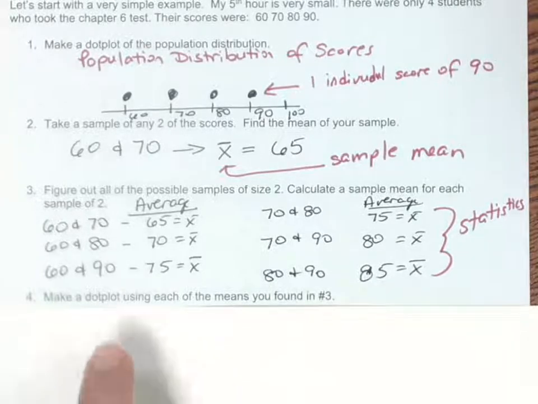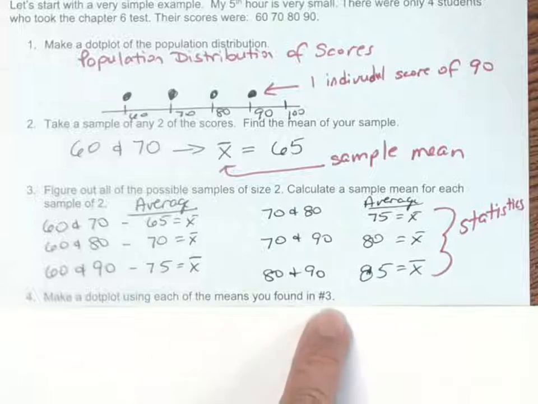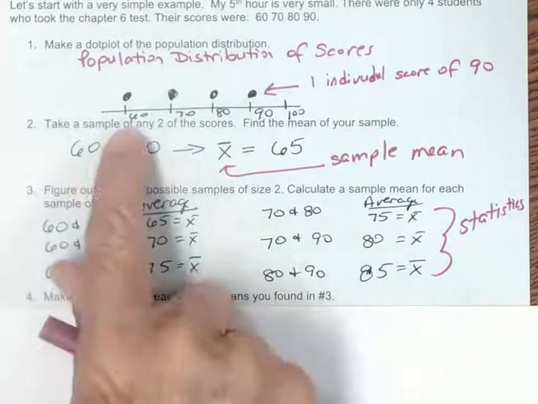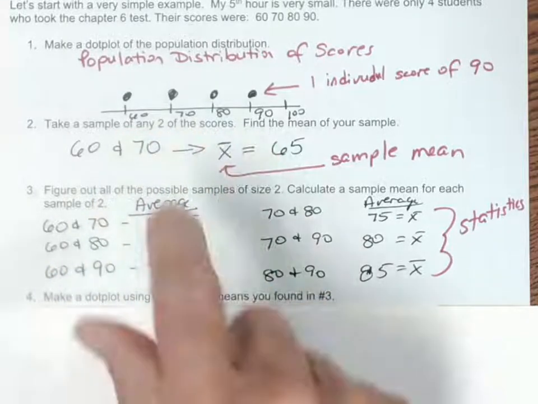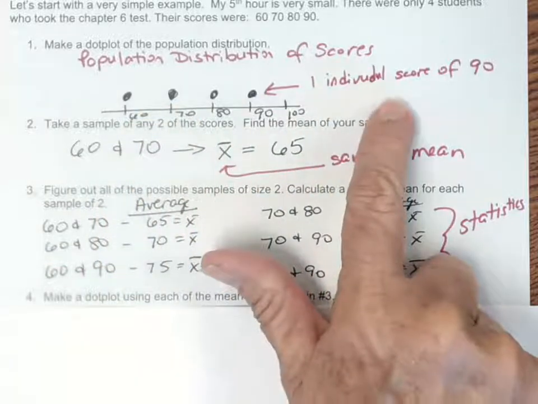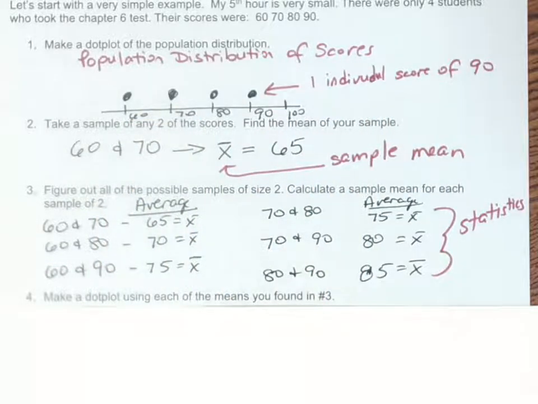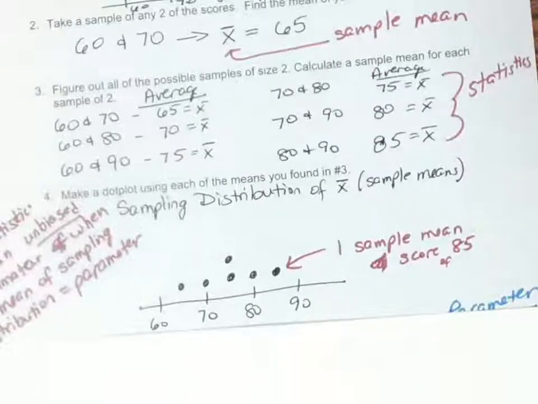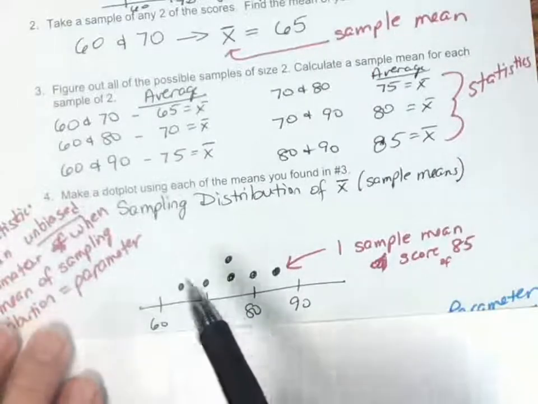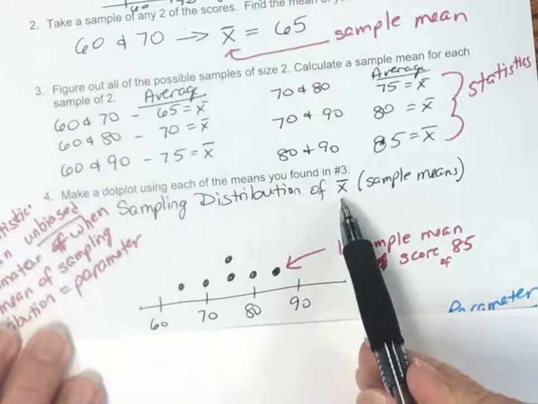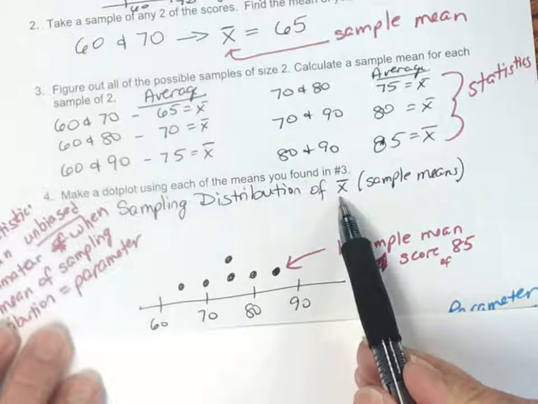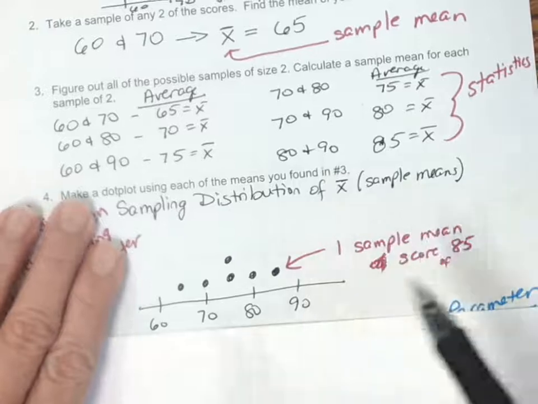Okay, we want to make a dot plot using each of the means that I found up here. So I'm going to make a dot plot similar to this, but instead of putting a dot representing an individual score, each dot's going to represent a mean. So let me go ahead and sketch that and you can see it. Okay, so here is my sampling distribution of X bar, which is the sample mean scores.